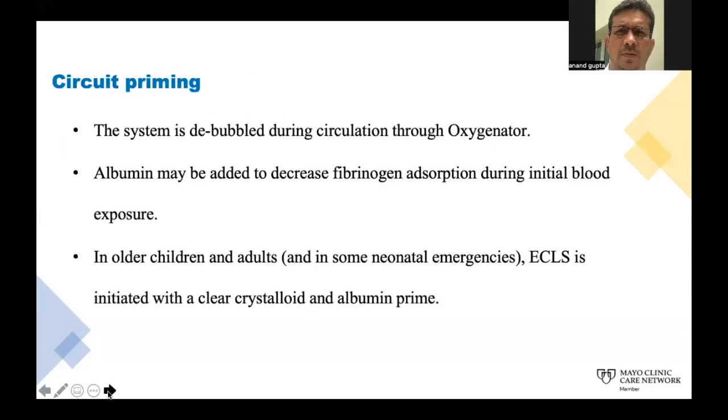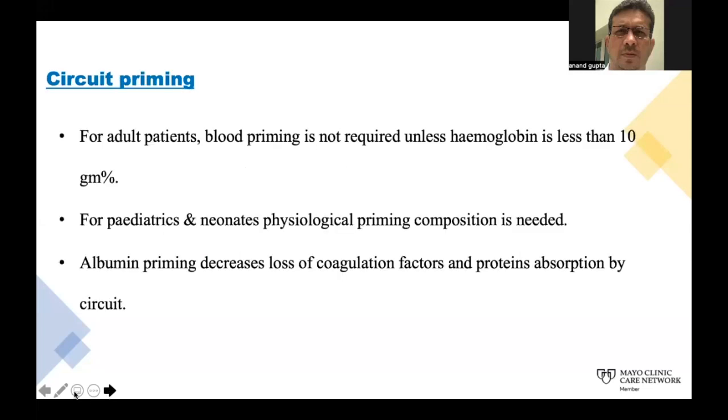Priming the circuit: the system is debubbled during the circulation through the oxygenator. Albumin may be added to decrease the fibrinogen adsorption during the initial blood exposure in older children and adults, and in some neonatal emergencies. ECLS is initiated with the clear crystalloid and albumin prime. For adult patients, blood priming is not required unless hemoglobin is less than 10 gram percent. For pediatric and neonatal patients, physiological priming composition is needed.